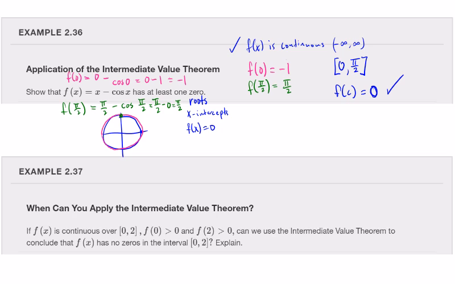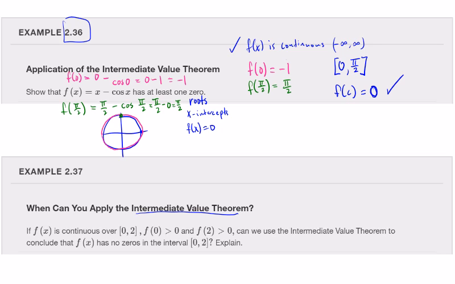Okay, now the second one is getting at the fact that we don't want to overgeneralize the intermediate value theorem, right? We don't want to overreach its boundaries, right? So we can definitely prove that there are values that exist, like we did on 2.36, but we can't always prove that certain values don't exist, right?